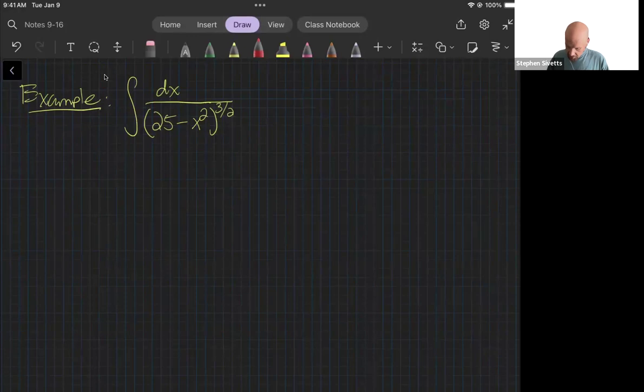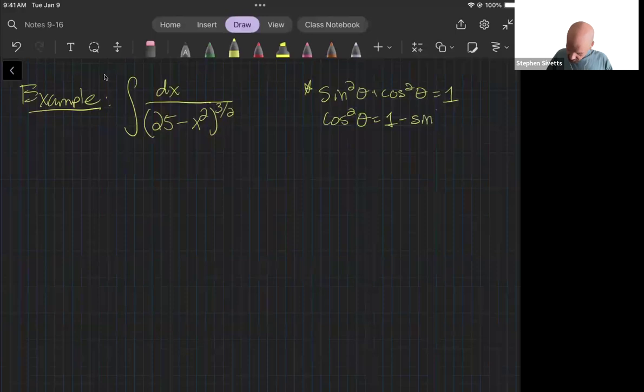So this time, what we want to use is this identity: sine squared theta plus cosine squared theta equals 1. The very famous identity that everyone in the street knows, right? Sine squared theta plus cosine squared theta is 1. So if I solve this for cosine squared theta, cosine squared theta equals 1 minus sine squared theta.